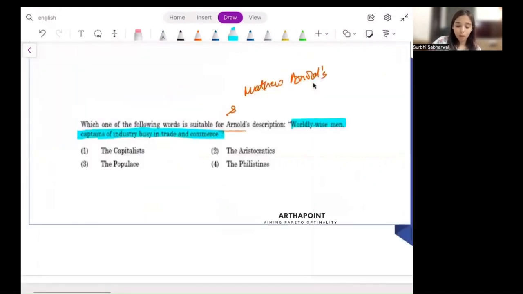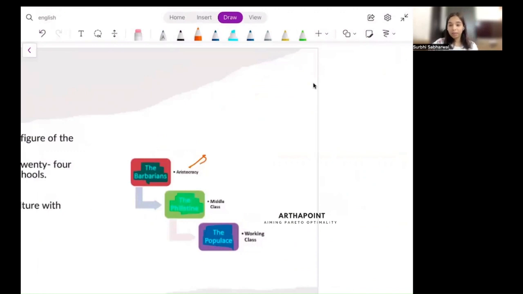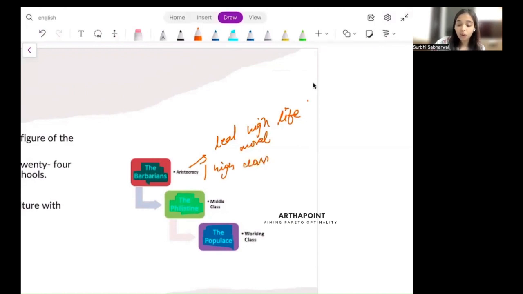So again, if you see the question, it says, which one of the following words is suitable for Arnold's description? Worldly wise men, captains of industry, busy in trade. Now, the barbarians were the aristocrats. As described in his text, aristocrats were people who led a high life, who had their own morals. So this basically represents the high class. They do as they want, right? The second class is the Philistines, that is the middle class.